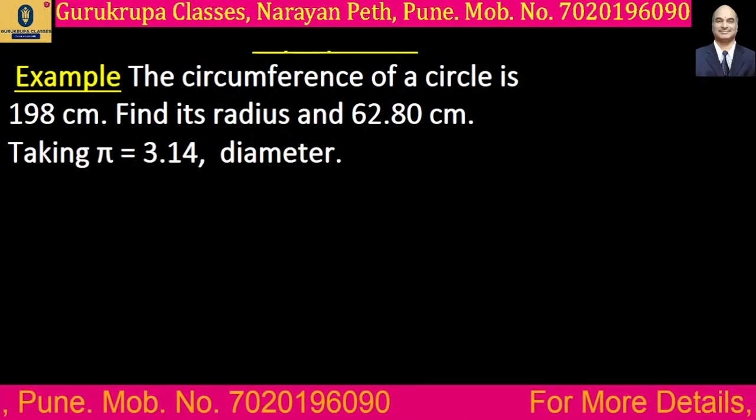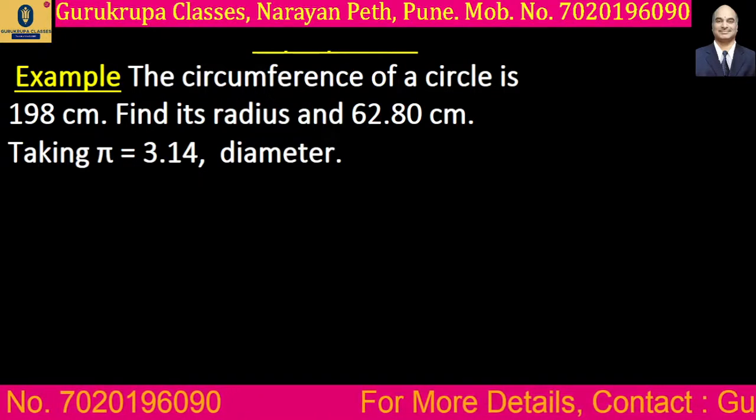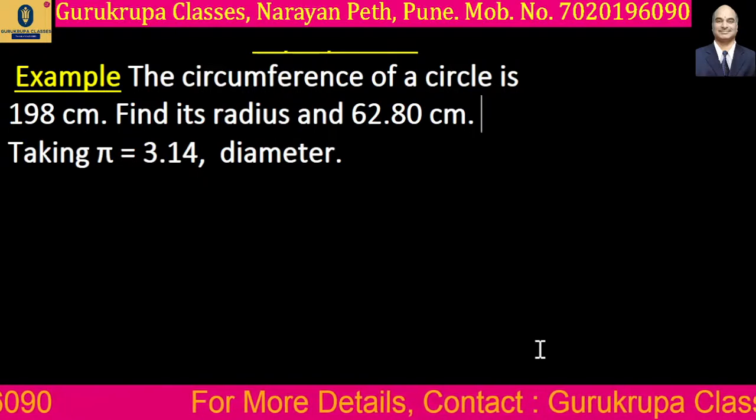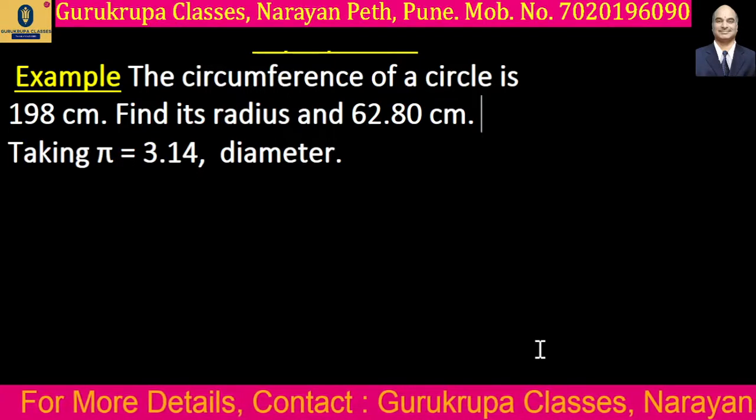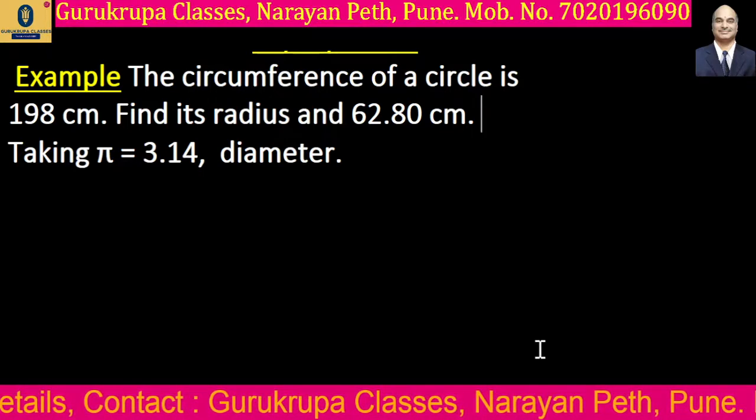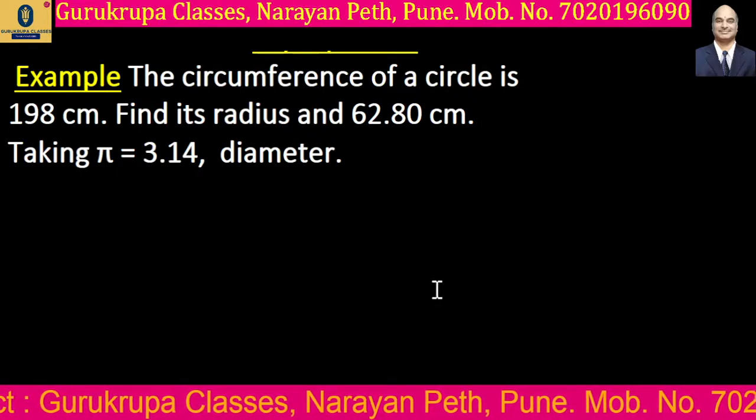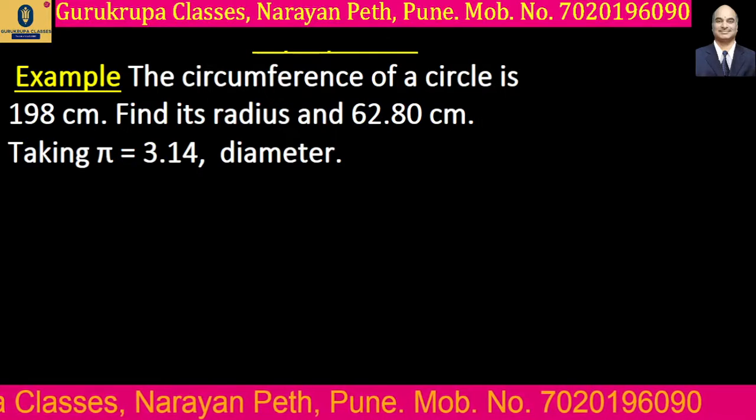Hello friends, today we are going to solve some examples on the circumference and related concepts. The example is given to you: the circumference of a circle is 198 meter. Find its radius. Okay, so we have to find the radius in the example.